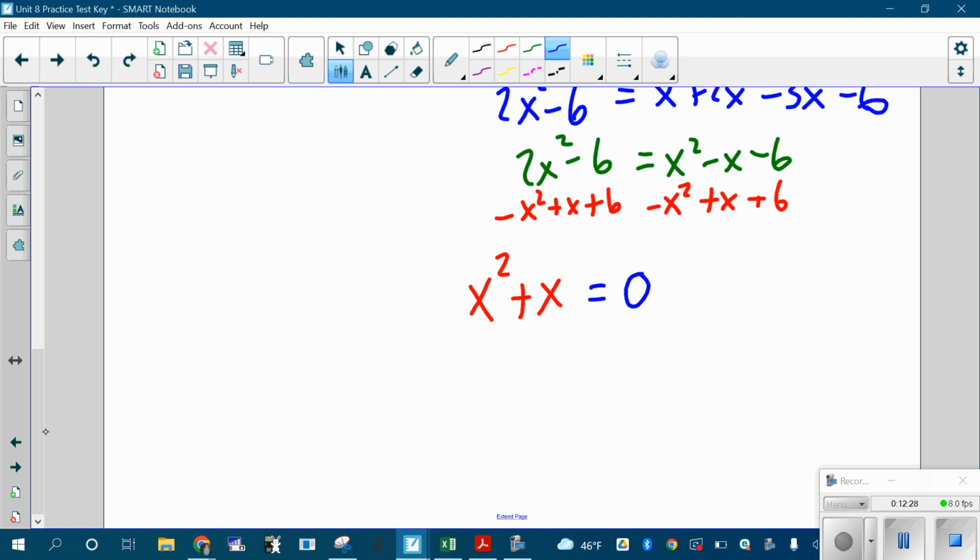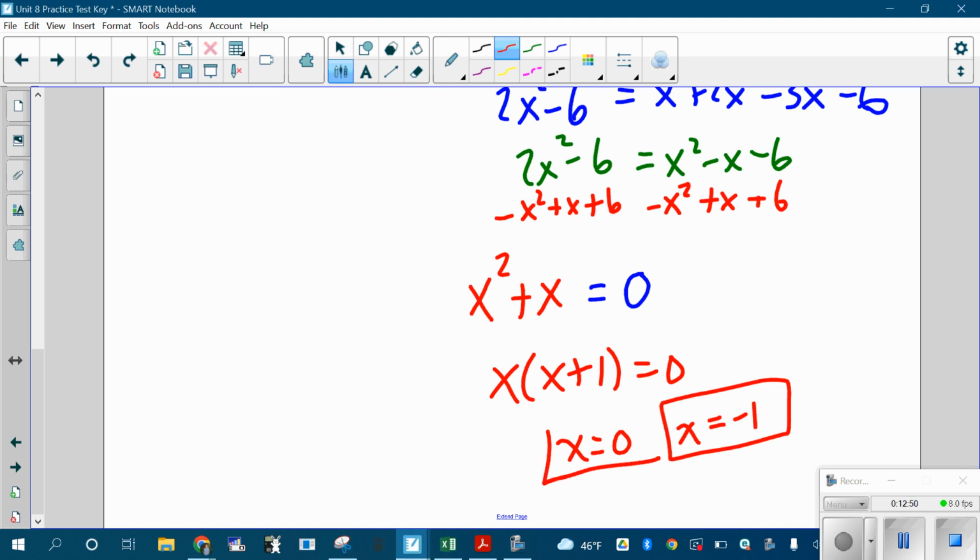How do you solve this equation? You factor it. What type of factoring can you do on the left? You can take out a greatest common factor. What do they both have in common? X. What am I left with? X plus 1. Now that I have the equation factored, how do I solve it? I set each factor equal to 0. I get x equals 0 and x equals negative 1 as my two solutions.